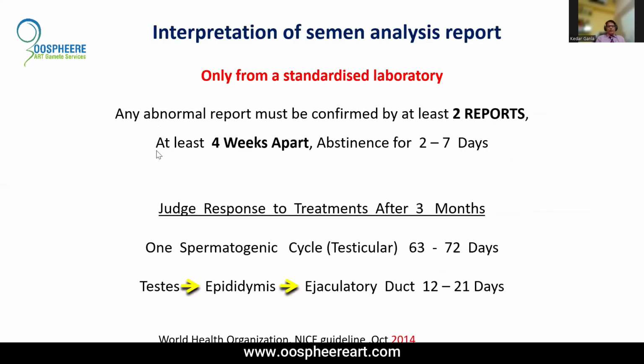Then when you get one abnormal report, it has to be confirmed from two reports from a standardized semen analysis laboratory which has a counting chamber and a microscope and a person who is experienced in this field, rather than sending to any lab, because on this report you are going to decide your further course of action. So this should be at least 4 weeks apart.